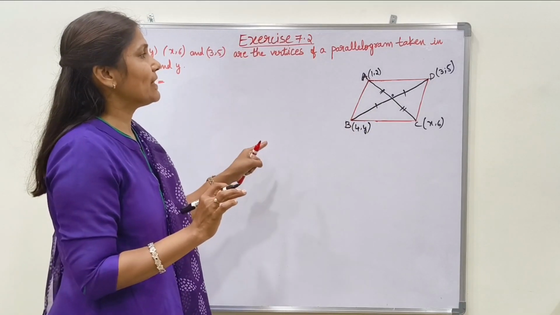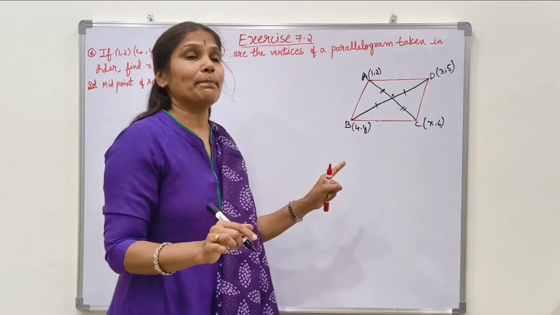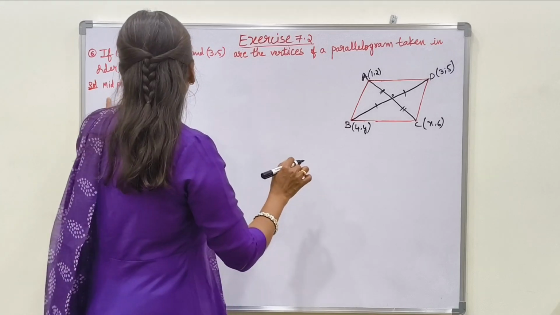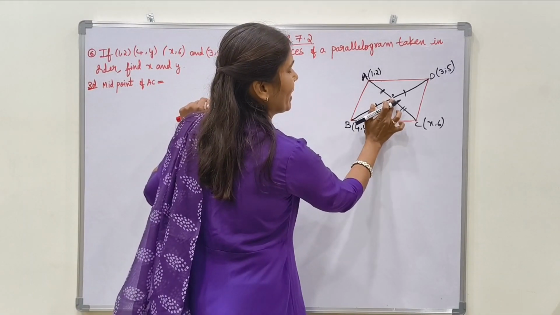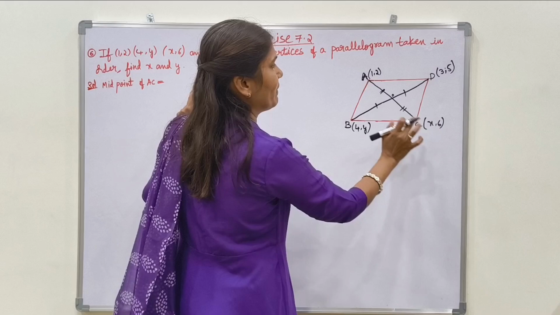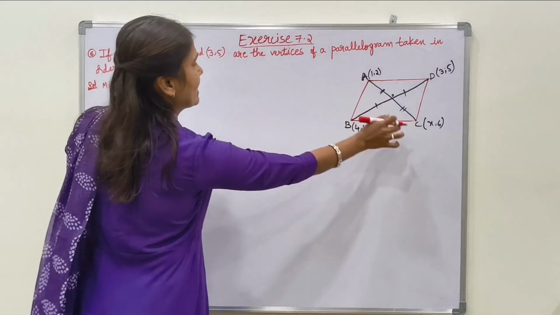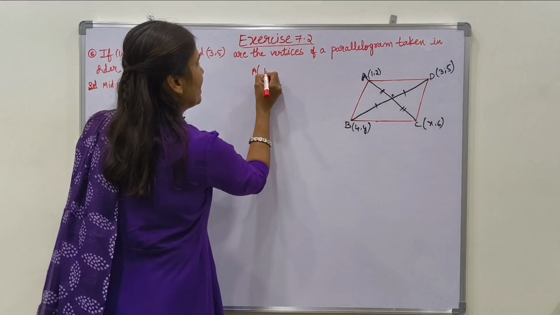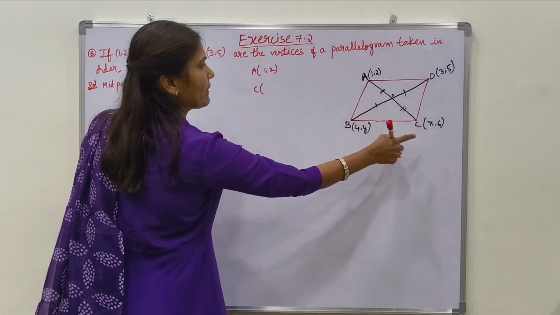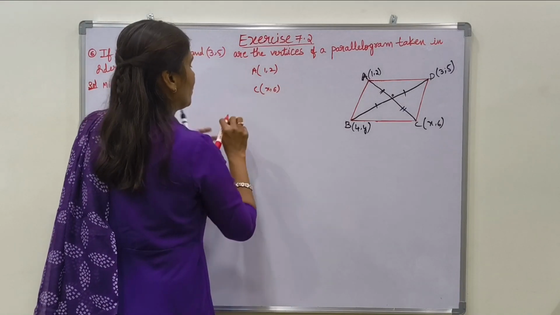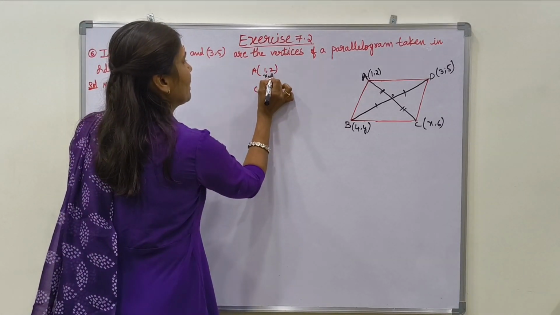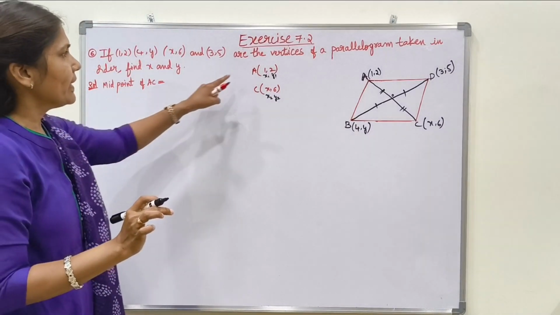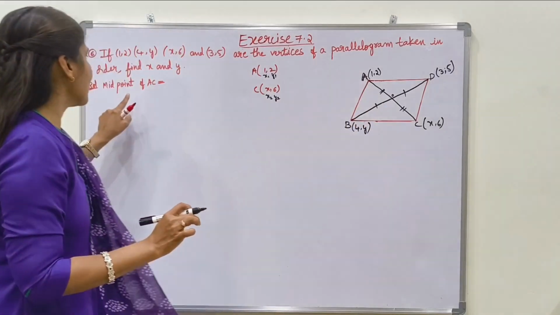So we will find x and y, since in the parallelogram the diagonals bisect each other. Now midpoint of AC. We have to find the midpoint of AC using the midpoint formula. A coordinates are (1, 2). Next C coordinates are (x, 6). This one we will take as x1, y1, and this one as x2, y2.